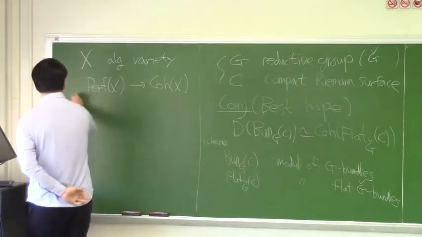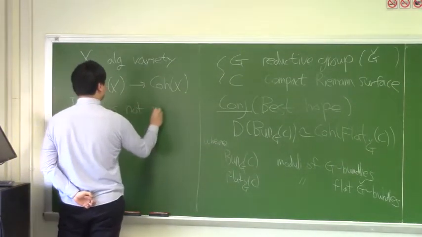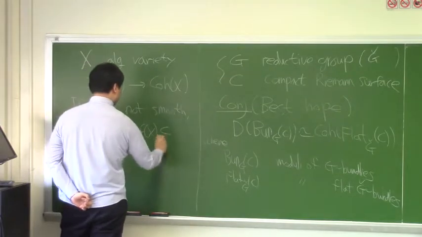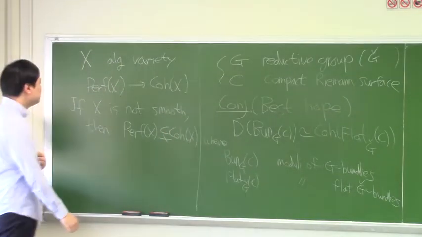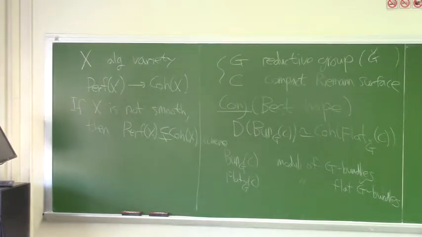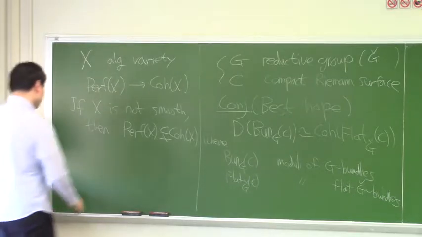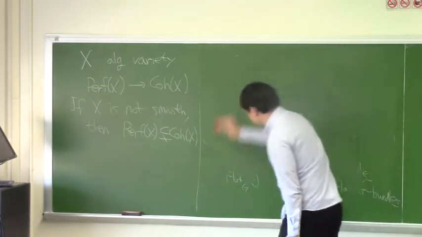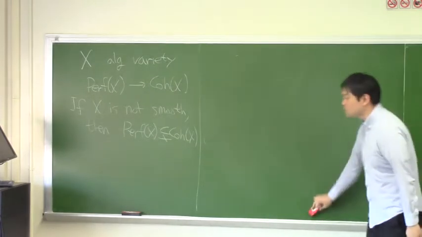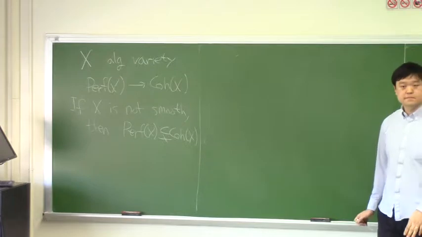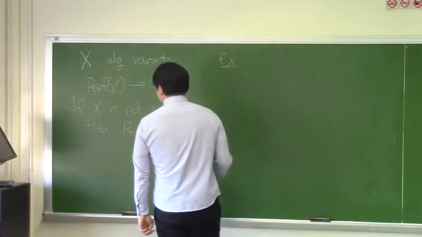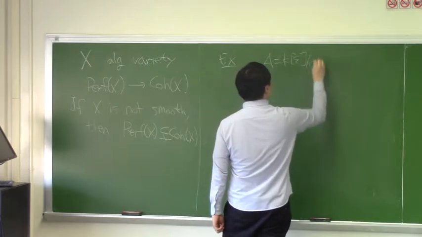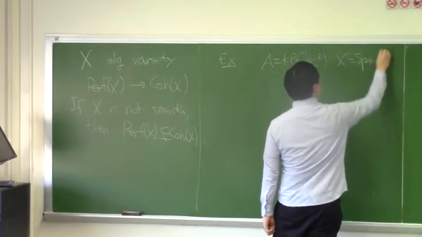Right, and if X is not smooth, then coh is strictly bigger than perf. It's actually if and only if. So let me maybe give an example of an object living in coh but not living in perf, just to give a sense of what kind of thing I am talking about. Okay. So maybe let A be the dual numbers, and X is Spec A.